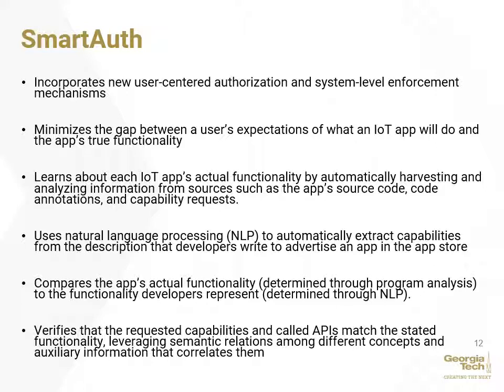Because the natural language description developers write to advertise an app in the App Store is the key source of users' expectations for what the app will do, natural language processing, or NLP, is used to automatically extract capabilities from this description. SmartAuth then compares the app's actual functionality that is determined through code analysis to the functionality developers claim determined through NLP to verify that the requested capabilities and called APIs match the stated functionality, leveraging semantic relations among different concepts and information that correlates them. For example, an annotation indicating a bathroom and the activity take a shower are used to identify the location of the humidity sensor of interest.